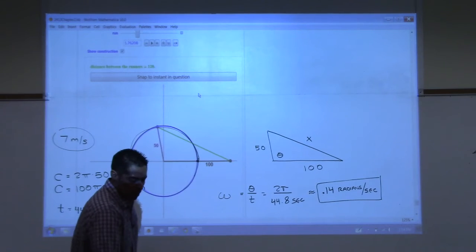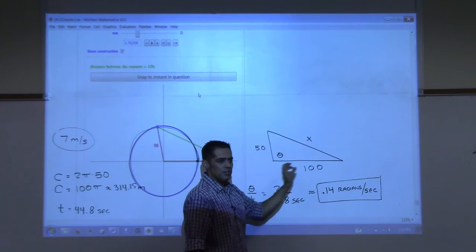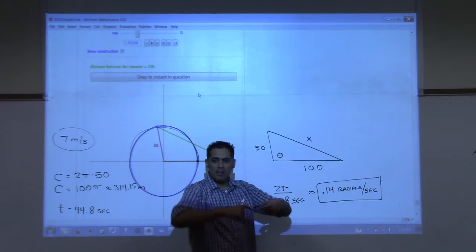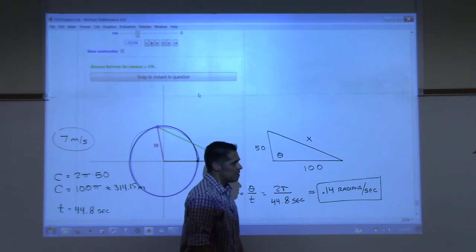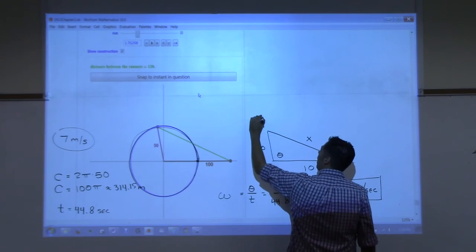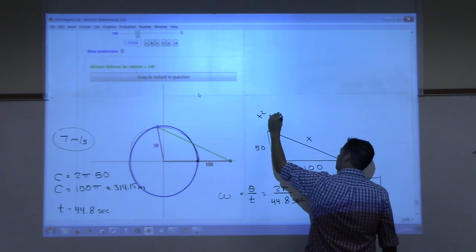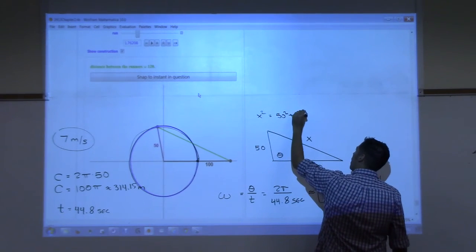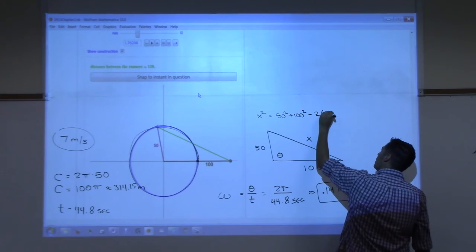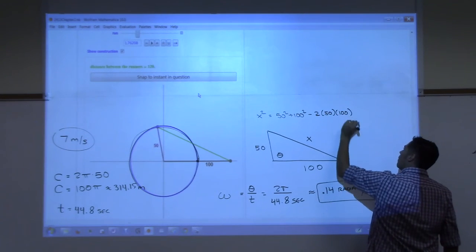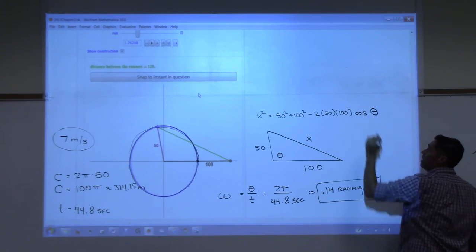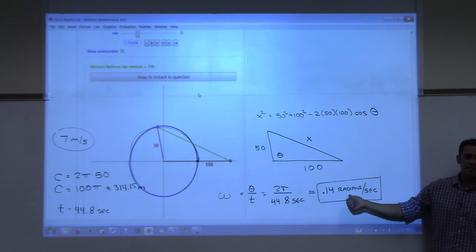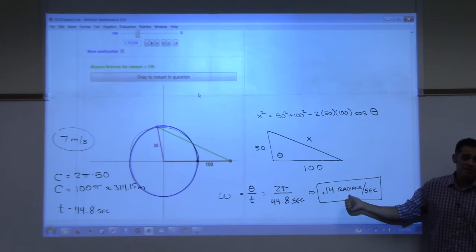So in calculus, what you have to do is draw a picture of the general scenario, and then find an equation that connects the variables that you're interested in. In this case, it would be law of cosines. So I would write down x squared equals 50 squared plus 100 squared minus 2 times 50 times 100, and then cosine of what? Theta. That's it, theta. No, this right here is not theta. This is how fast theta is changing, right?